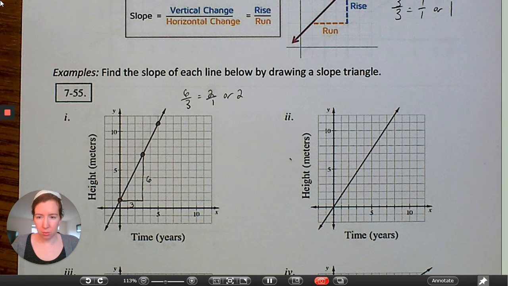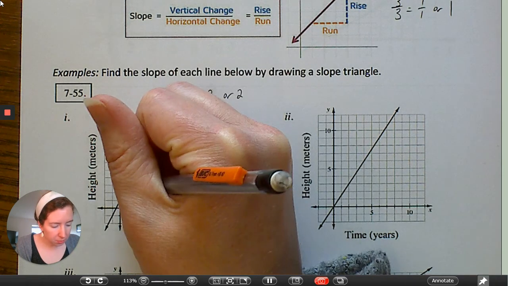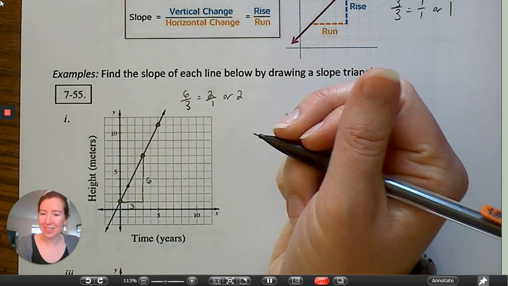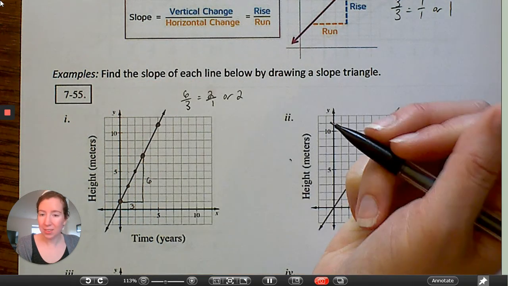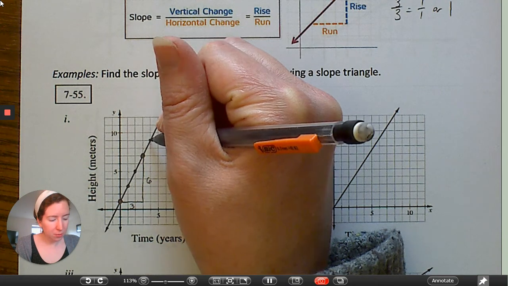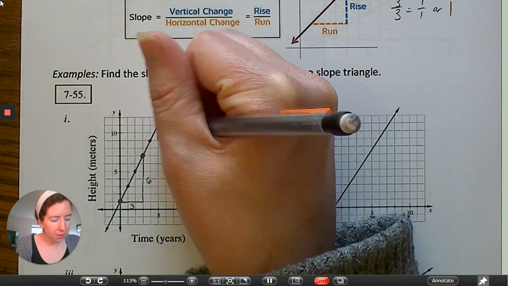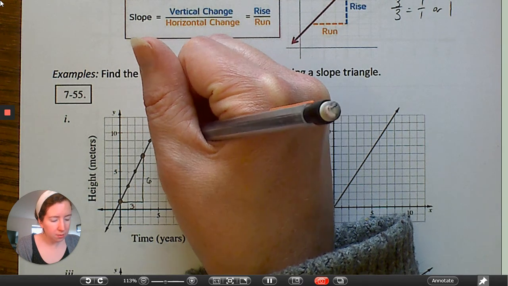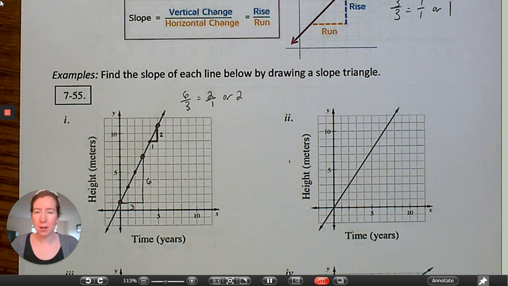So 2, that means that if I had gone up 2 and over 1, that would have led me to another point. Hey, look, it did. Or if I had gone up 2 over 1, hey, look, there's another point. Up 2 over 1, there's another point there. So if I had made a small triangle, it would have been easy to see that it's 2 over 1. But it really doesn't matter where on the line you make the triangle or how big or small, as long as you pick points that are actually on the line and on the lattice points.